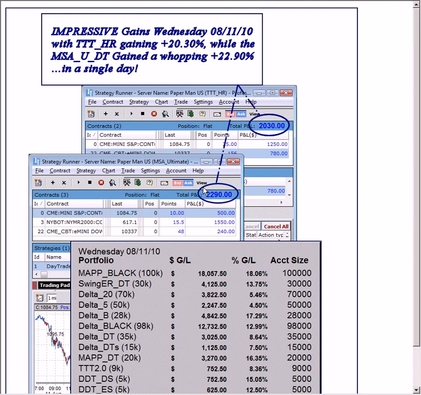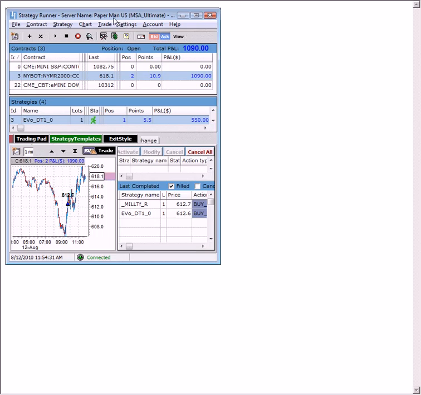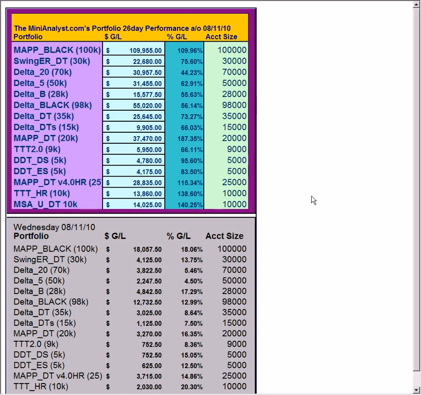And there are the portfolios. And today, the MSA UDT is actually another standout, up another 11% in the portfolio. As we mentioned, we were long. There's the Evo going long that we just mentioned to you. And up another 11% or so. But here we go. Over the last 26 trading days, as of yesterday evening, the Matt Black, the very diversified Matt Black, 110% return. That's actually back up to the highs, getting ready to hopefully break out to new highs. And there's, of course, the Triple Threat Trader HR up 140%.